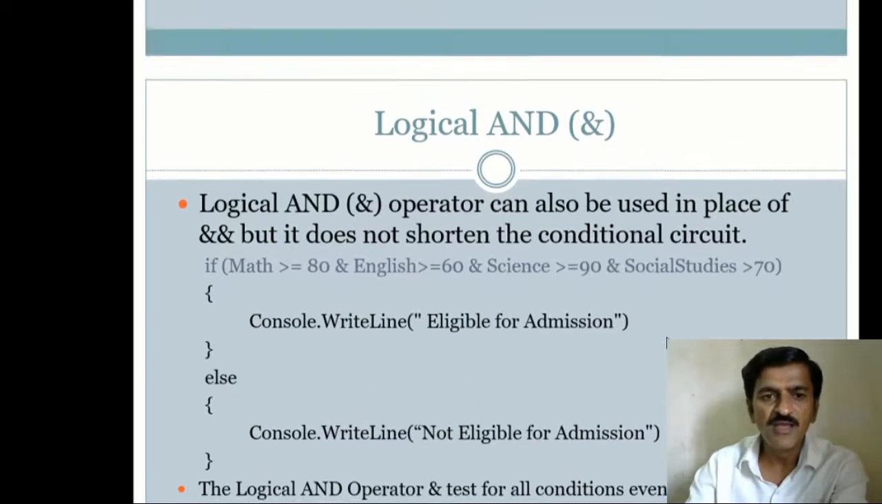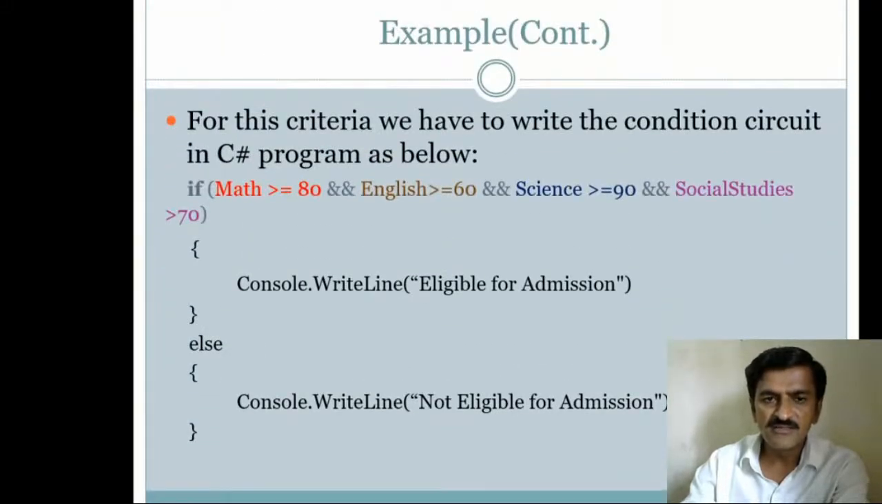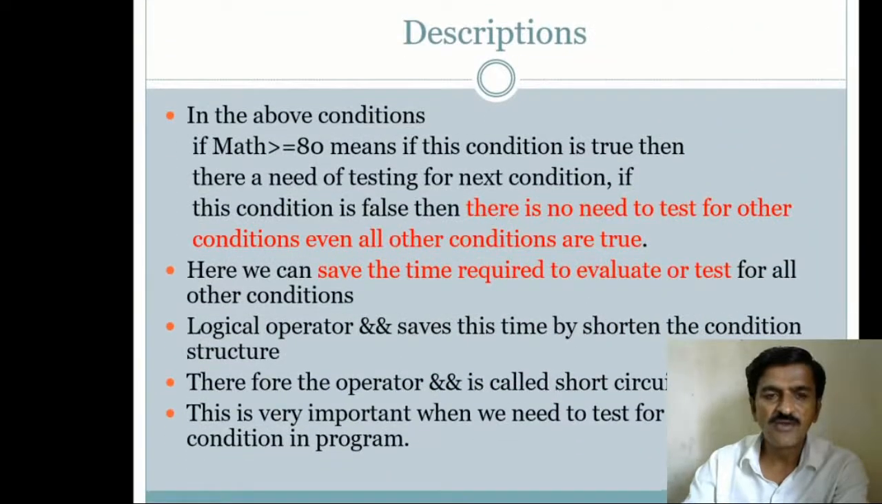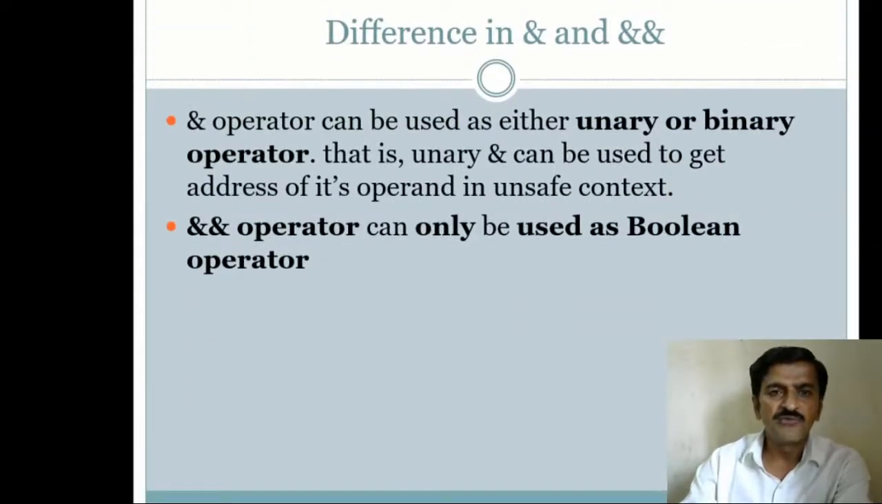But in the case of double AND, it shortens the circuit. It means this condition need not be evaluated, so the condition circuit is shortened here, and the time required is small. Within less time, the condition is evaluated in the program. When using a single AND, the time is not saved, but when using double AND, time is saved definitely. So what is the difference between AND and double AND?